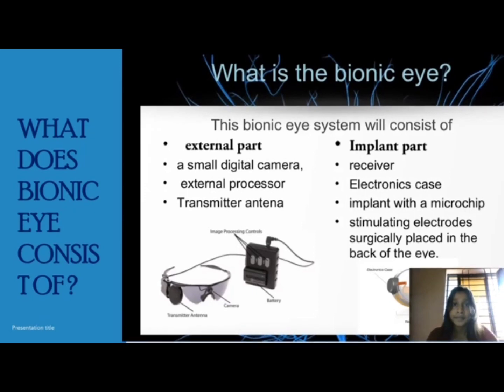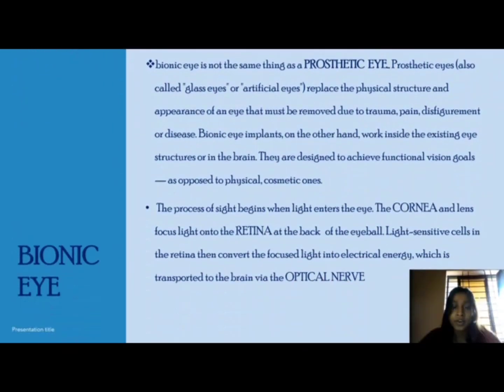Moving on, the bionic eye is not the same thing as a prosthetic eye. Prosthetic eyes, also called glass eyes or artificial eyes, replace the physical structure and appearance of an eye that must be removed due to trauma, pain, disfigurement, or disease. Bionic eye implants, on the other hand, work within the existing eye structure or in the brain. They are designed to achieve functional vision goals as opposed to physical, cosmetic ones.